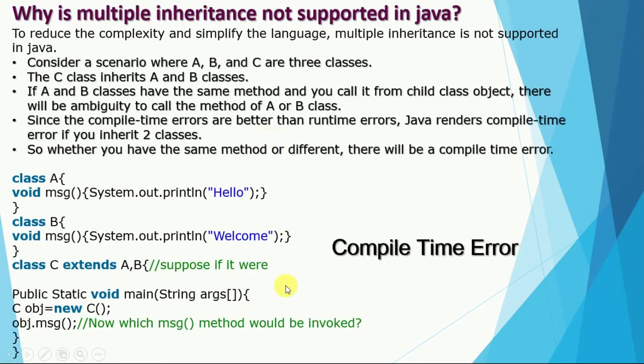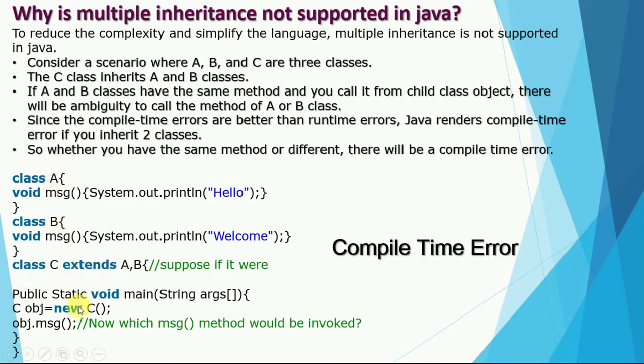So why is multiple inheritance not supported? We already discussed what the actual problem and purpose are. So let's take an example. We have a class A, a class B and a class C. The child class C is trying to extend both classes A and B, so we can say class C has two parent classes, A and B.